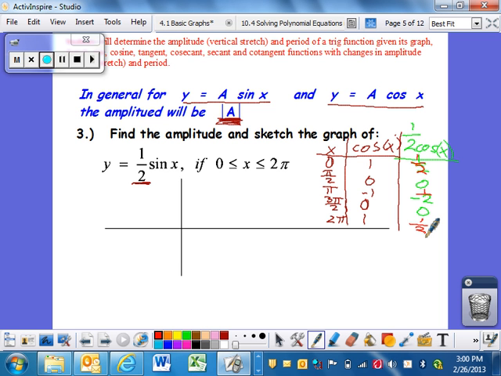So what's this going to look like? Well, whenever we have our amplitude, a small trick we can always use is right away, we know the highest we're going to get is 1/2.